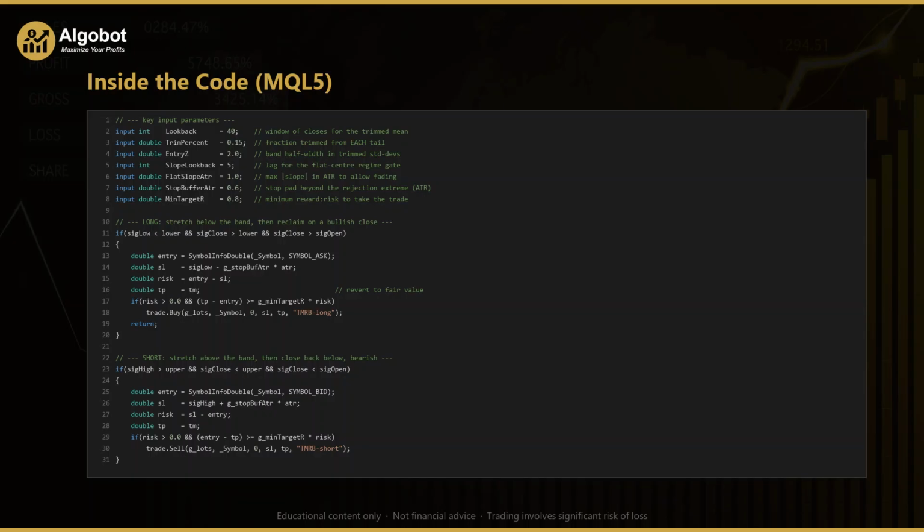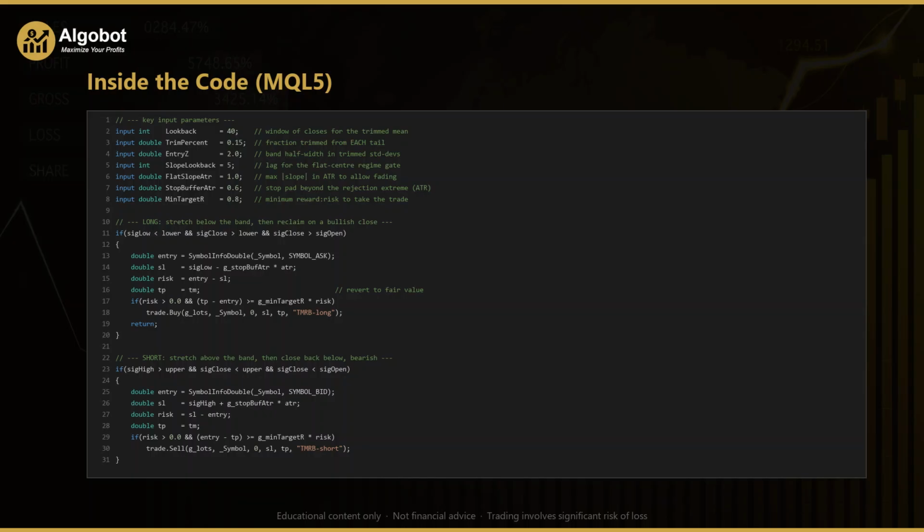Now the long block. The condition checks 3 things at once. The signal bar's low dipped below the lower band. Its close came back above the lower band, and the close was above the open, a bullish reclaim. When all 3 are true, the entry is taken at the ask. The stop loss is set just below the bar's low, padded by the ATR buffer, and the take profit is set to the trimmed mean, our fair value. The trade is only sent through trade.buy if the reward covers the minimum reward to risk multiple.